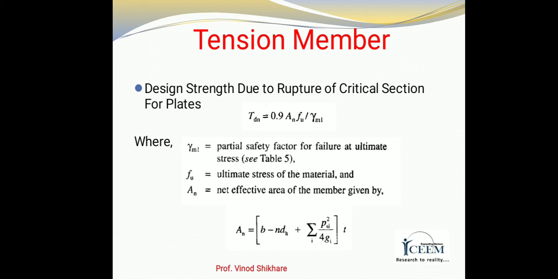G is the gauge length between the bolt holes. Then PS is the staggered pitch length between lines of bolt holes. The small n is the number of bolt holes in the critical section, and the I subscript is for summation of all the inclined legs. The figure shown on page number 33 of this formula is for plates, for design strength due to rupture of critical section for plates.